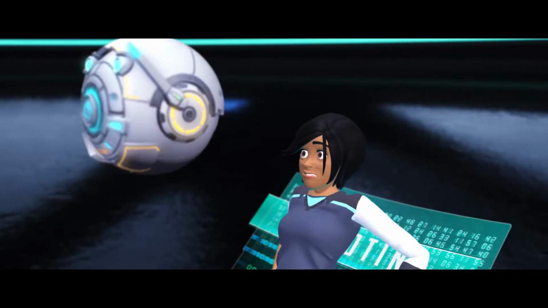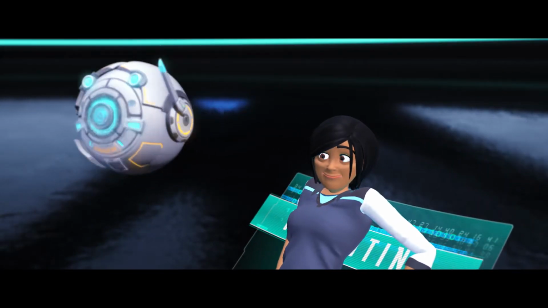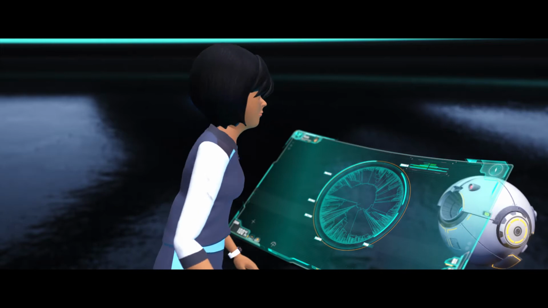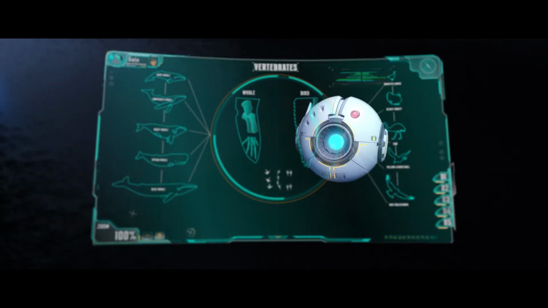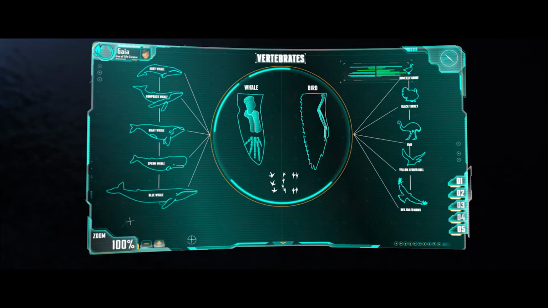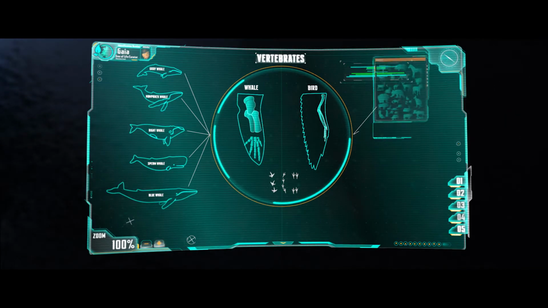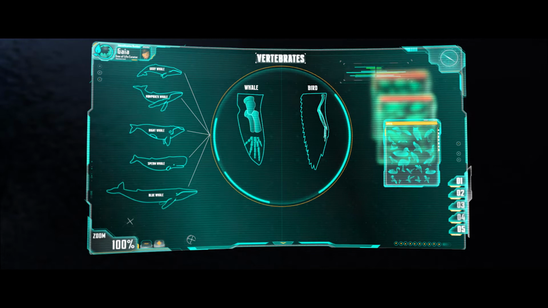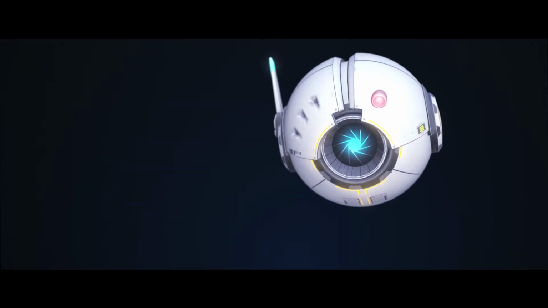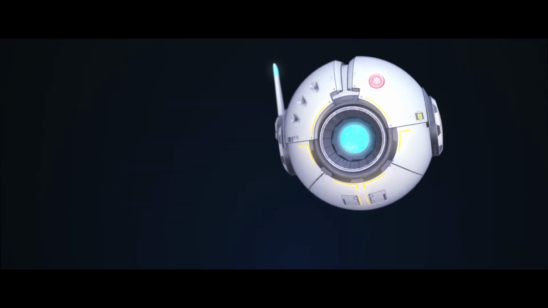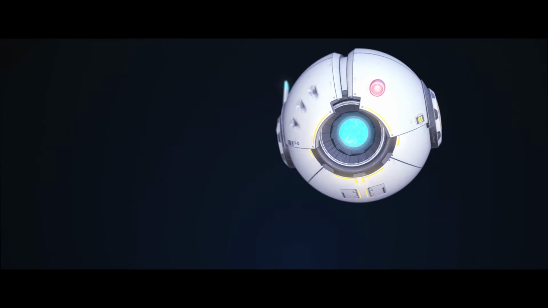May I assist you? Everything's under control. You are currently viewing the group that includes all vertebrates. Yeah, I know. It contains all animals with a spinal column. Mammals, fish, birds, reptiles. There are over 66,000 such species on Earth. Yet the vertebrata subphylum comprises less than 0.03% of the Tree of Life.